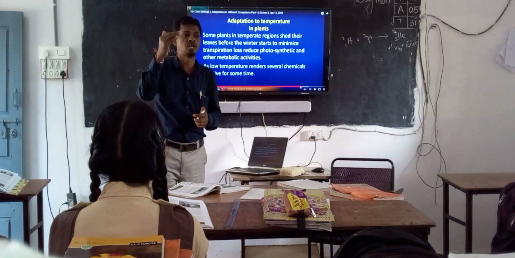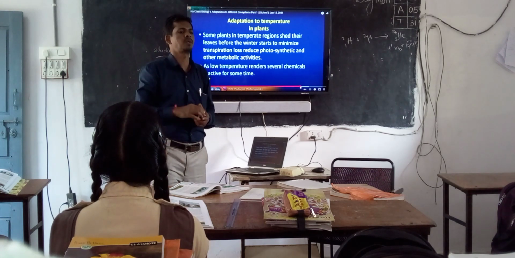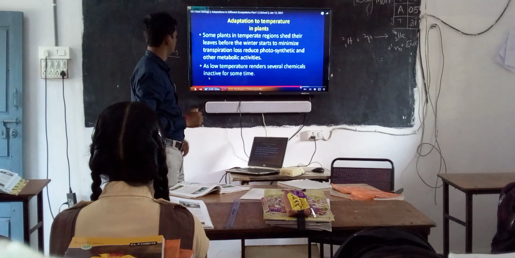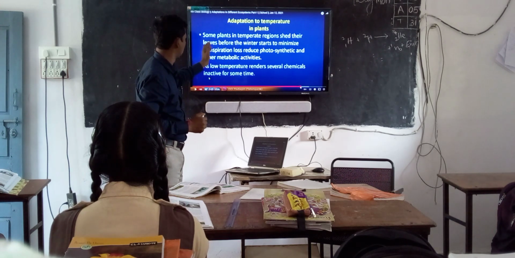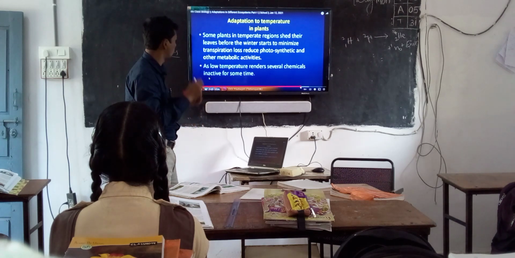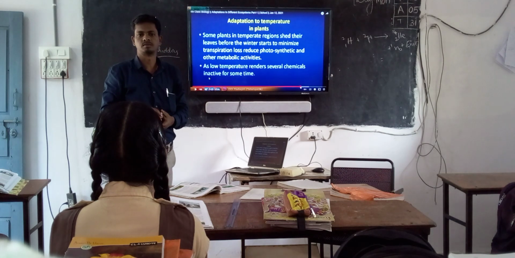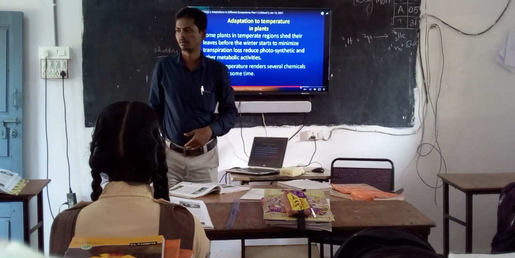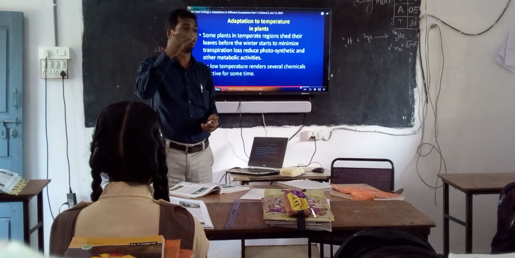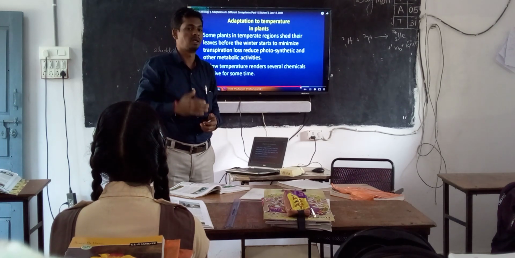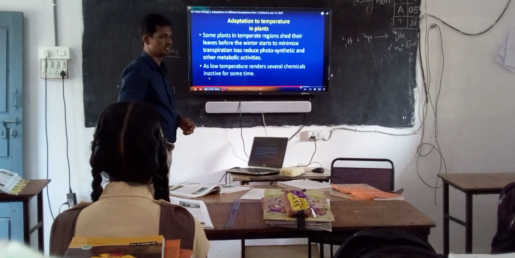Why do they shed their leaves before the winter starts? They have to minimize transpiration from their body. What is the meaning of transpiration? Some plants in temperate regions shed their leaves before the winter starts to minimize transpiration loss and reduce photosynthetic and other metabolic activities. Transpiration means plants losing excess water from their body by the process of evaporation. This process is called transpiration.